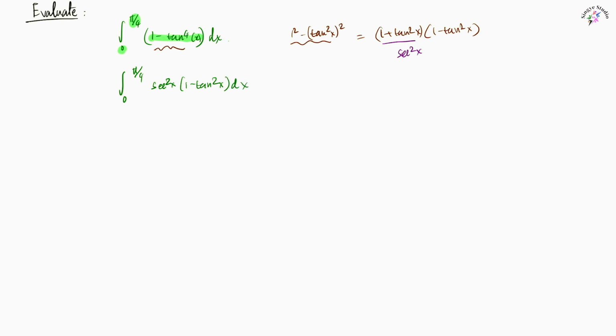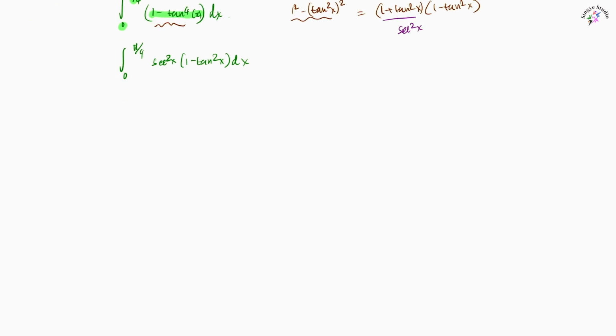If you observe very carefully, we can write this as 1 squared minus tangent square x, whole squared. So this is the difference of two squares, so we can write 1 plus tangent square x times 1 minus tangent square x. And from the Pythagorean identity we can write this as secant square x. So we can modify this integral as going from 0 to pi by 4 of secant square x times 1 minus tangent square x dx. I feel like the substitution method will work best for this integral.